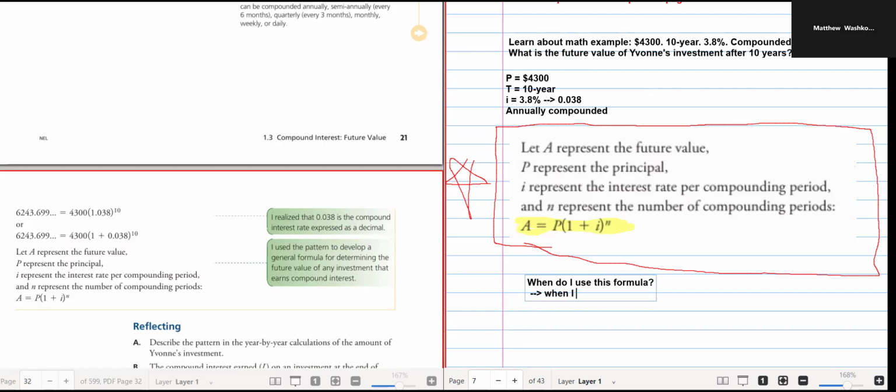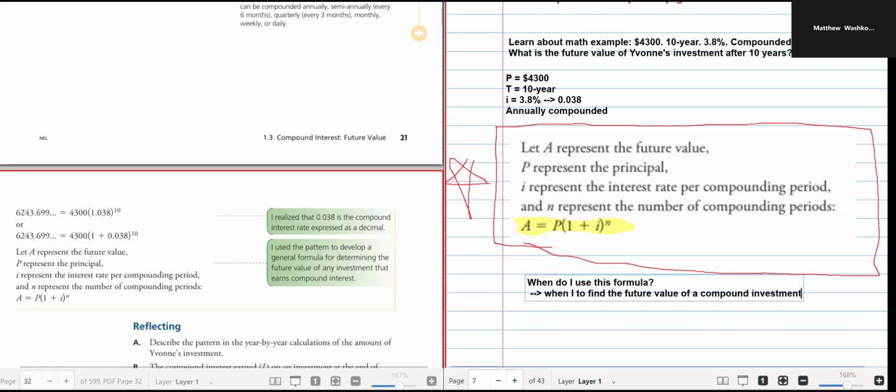When I have to find the future value of a compound investment. Now, this can be used for both an investment where I gain money, or for a loan where I borrow money. It is the exact same thing, right? It's a lump of money that's being invested, that's compounded over a period of time. I want to know how much that's going to be at the end of it.